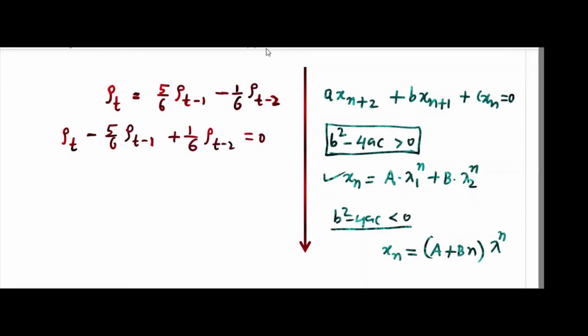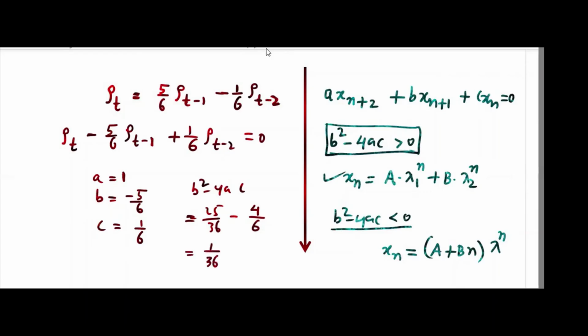Now we write a, b, c: a is equal to 1, b is equal to minus 5 upon 6, and c is equal to 1 upon 6. And you find b square minus 4ac. b square will be 25 divided by 36, minus 4ac. So you multiply by 6: 24 divided by 36. You get 1 divided by 36.